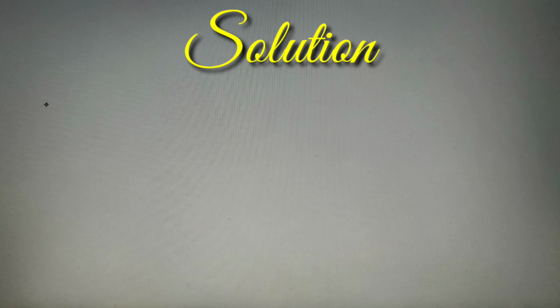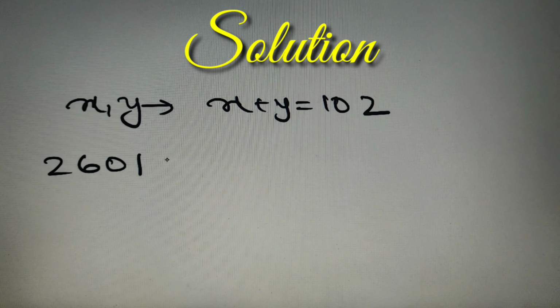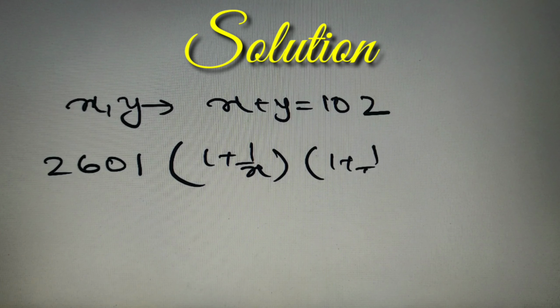I hope that you've tried the question and you've got the solution, and if you didn't, then let's check the solution. So according to our given question, we are provided x and y are two positive real numbers and the sum x plus y is equal to 102. Now we have to find the minimum possible value of 2601 into 1 plus 1 by x into 1 plus 1 by y.